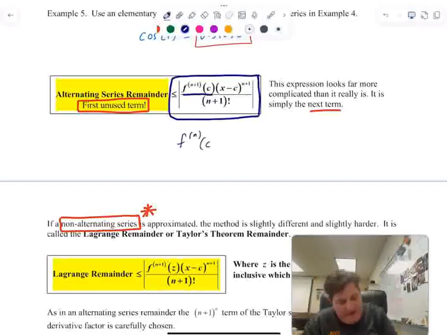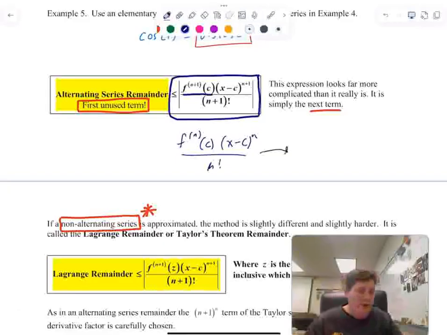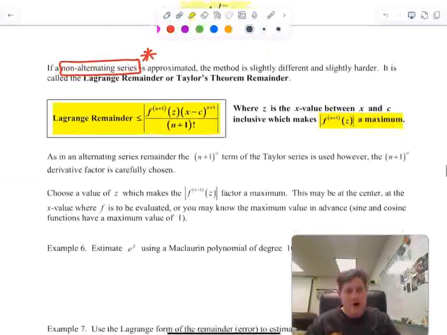The nth derivative at c, x minus c to the n over n factorial. This is just n plus 1, so it's the next term back. But if you're wondering where that formula came from, that's just our standard Taylor series formula, and it's just the next one. Okay, now we move on to non-alternating.